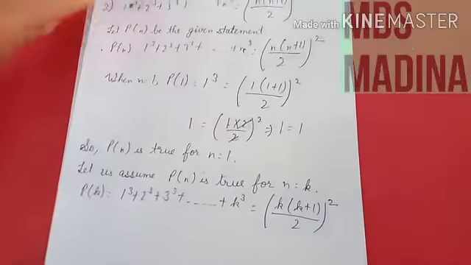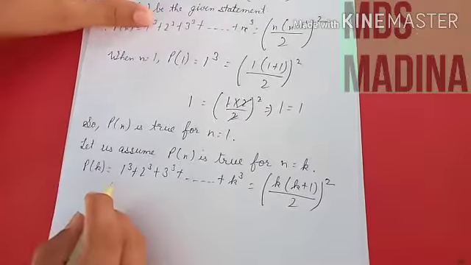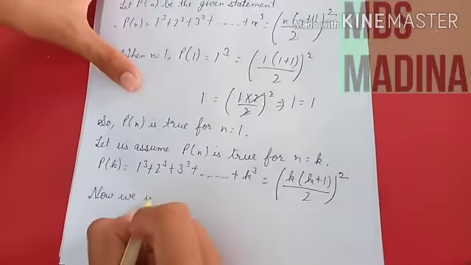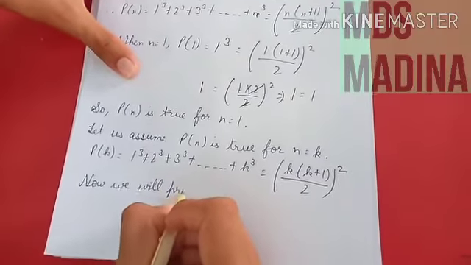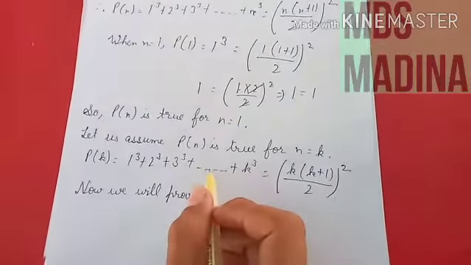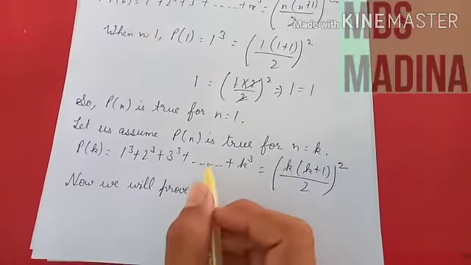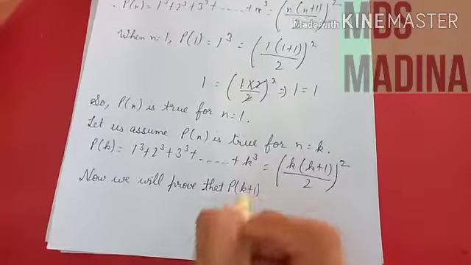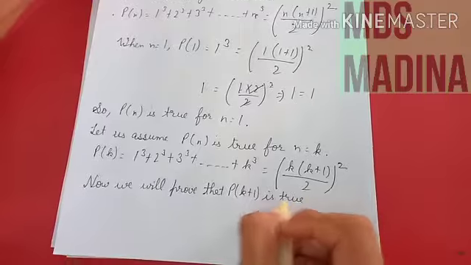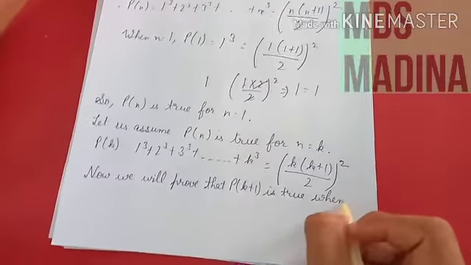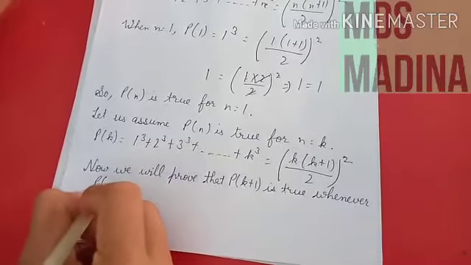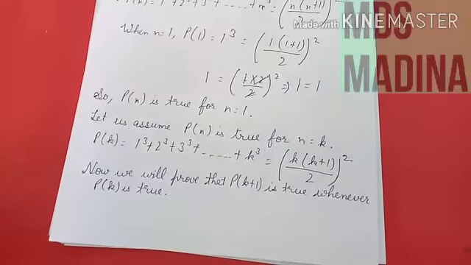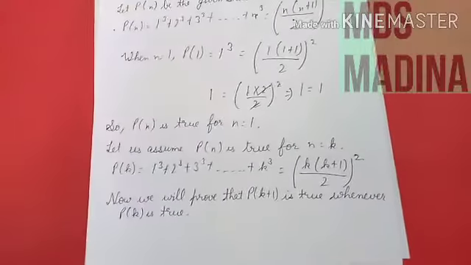Now what we are going to do? Now we will prove that P of k plus 1 is true whenever P of k is true. We have to write all these statements every time we are solving the question.